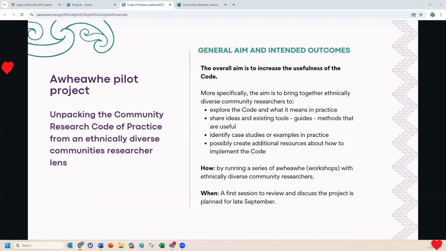We're thinking that we'll have a first session planned for late September, and at that first session, we'll review and think about whether this is the best way to run a project like this. Are there other ways that we might be able to connect and develop our unpacking of a code of practice? So this is a pilot. We're focusing on researchers in the former refugee, migrant, and ethnic space, with the idea that if this works in terms of being useful, and I think the Awhiawhi or whatever process we use will itself be useful in sharing ideas, then a similar exercise could be done from other community lenses. And that would build up the resources around the code of practice.